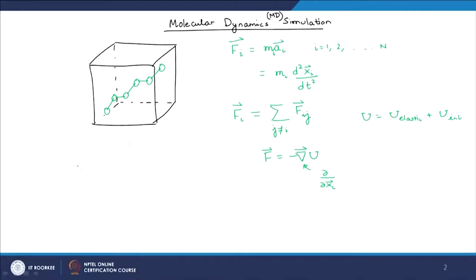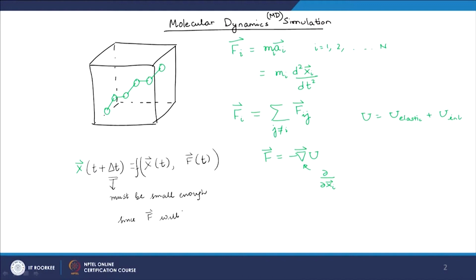To say this again in terms of expression, I am interested in the new position at t plus delta t, that will of course depend on the old position at x t and the forces acting at time t, but the delta t must be small enough since f will change from t to t plus delta t.